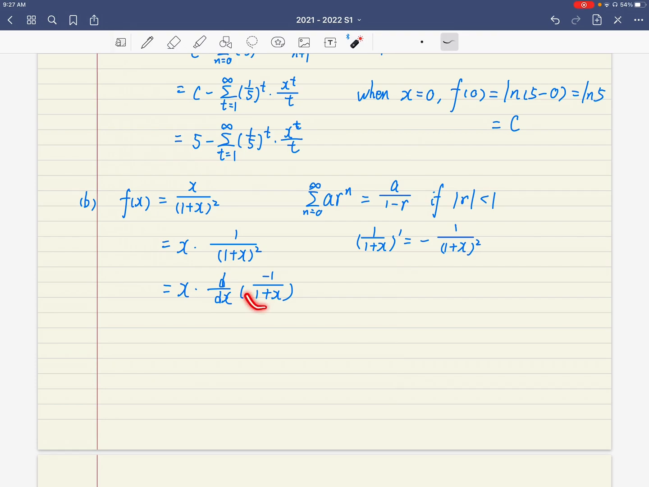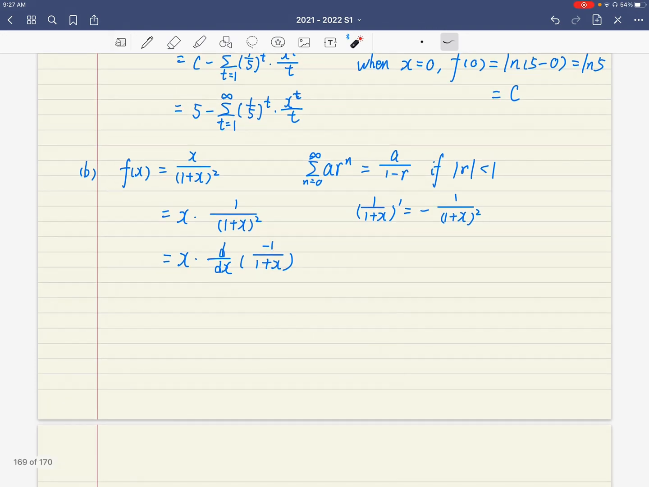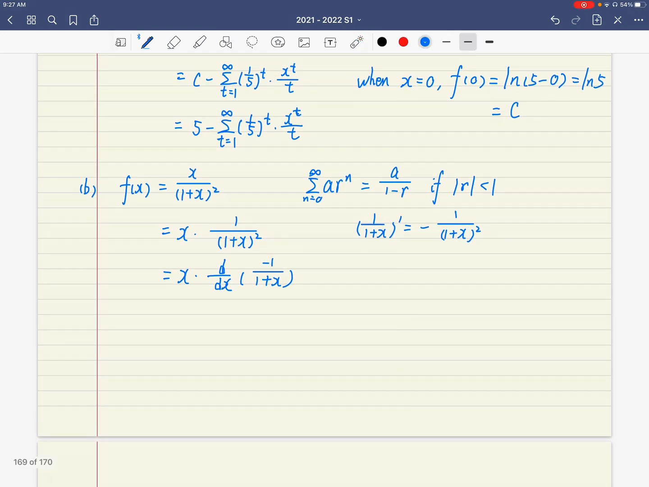Right, if you differentiate this part, you will get this part. Okay, I have an extra negative sign because here I have a negative sign. Right, and here you can change this to a geometric series. Now, this is a plus x. Let me rewrite it: just do one extra step, rewrite it as 1 minus negative x.